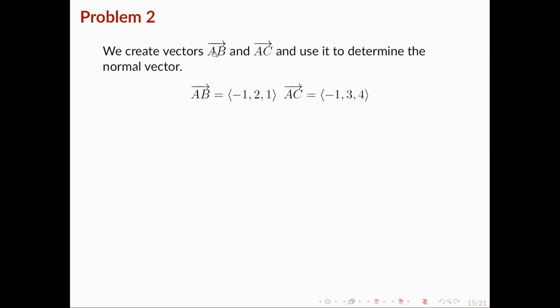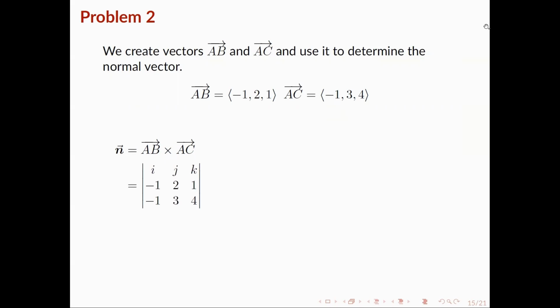So the vector AB is the vector that spans from point A to point B, and the vector AC is the vector that spans from point A to point C. So vector AB is -1, 2, 1, and the vector AC is -1, 3, 4. So their cross product is gonna be the normal vector.